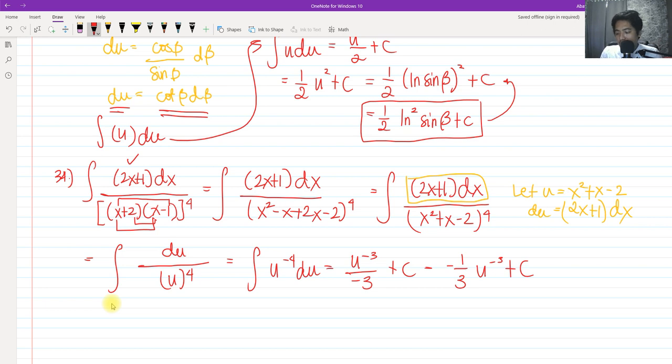But I would like to substitute the u back to its original variable, and that is x squared plus x minus 2 raised to negative 3 plus c. This can be our final answer, but it's good if we can eliminate the negative 3 in our exponent. It's more neat.